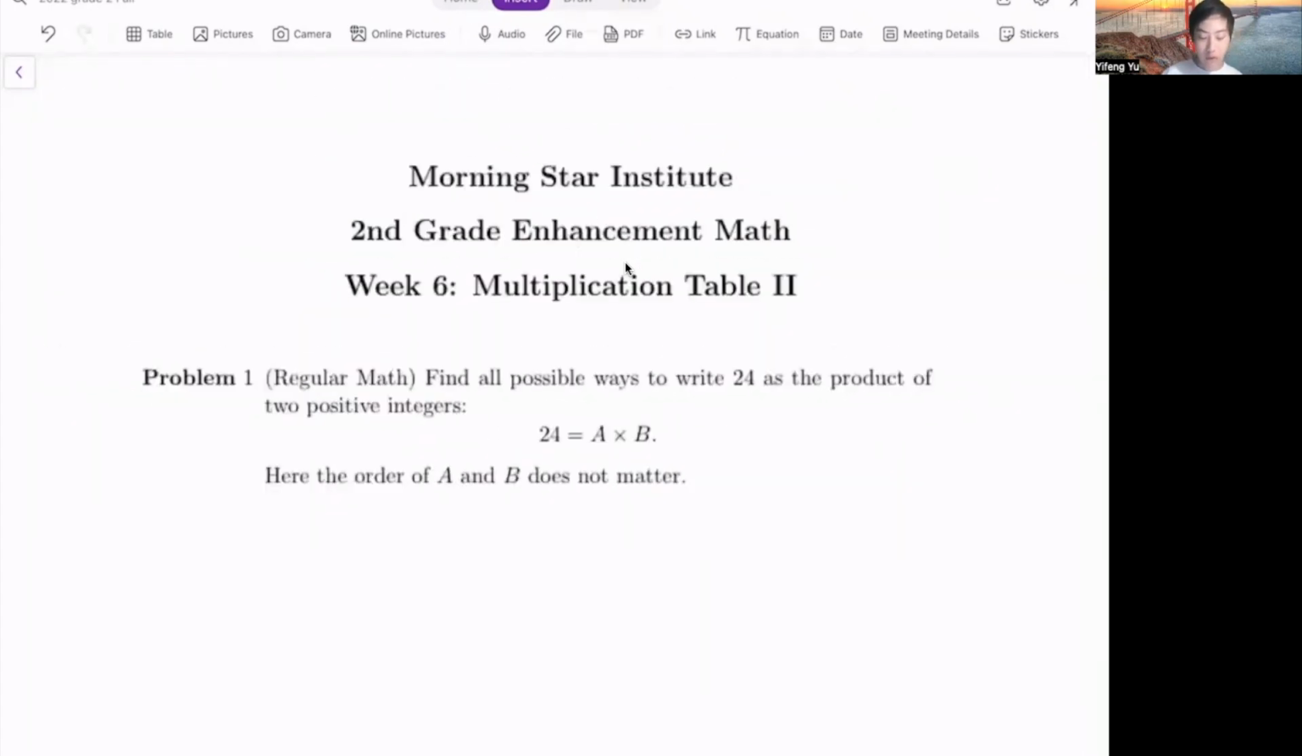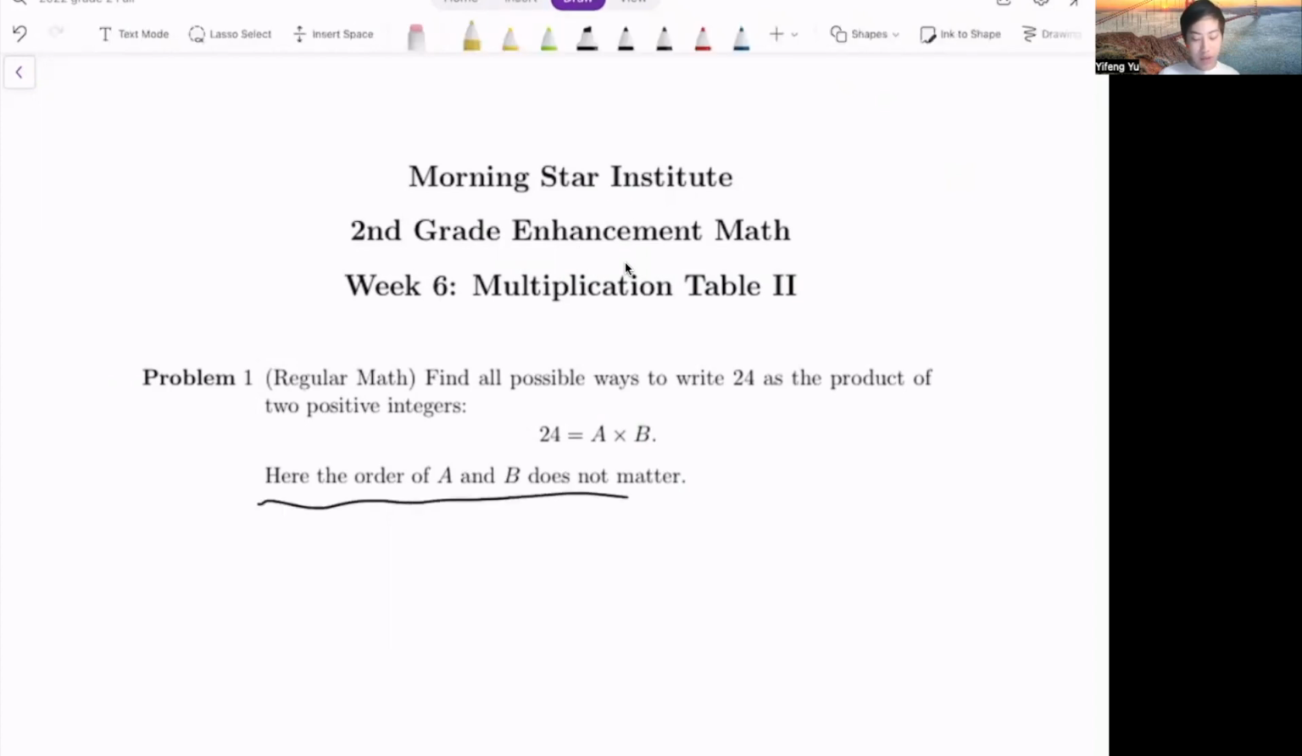So we have here 24 equals a times b, and note that the order of a and b does not matter. That means that, for example, a times b is the same as b times a, so you can't count it twice. By reversing it, that's still one solution.